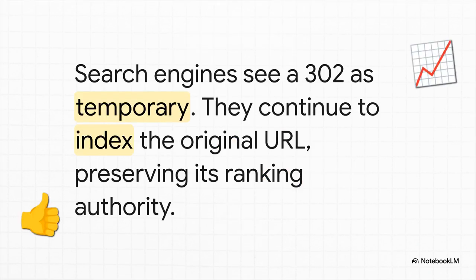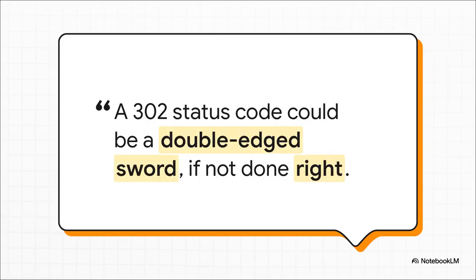And here is the good news. Search engines are really smart about this. When Google's web crawler sees a 302 code, it knows exactly what it means. It understands, okay, this is just temporary. So it doesn't change its main records. It keeps the original URL in its index, which means all that ranking authority, all that SEO juice stays right where it belongs. But, and this is a huge but, you've got to use it correctly. Because if you don't, a 302 can absolutely be a double-edged sword. If you use a temporary redirect for something that's actually a permanent move, you're going to confuse the heck out of the search engines, and that can really hurt your ranking.